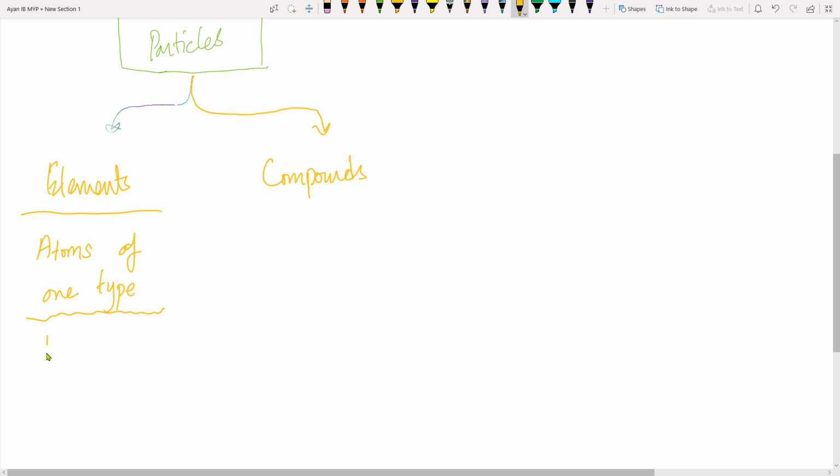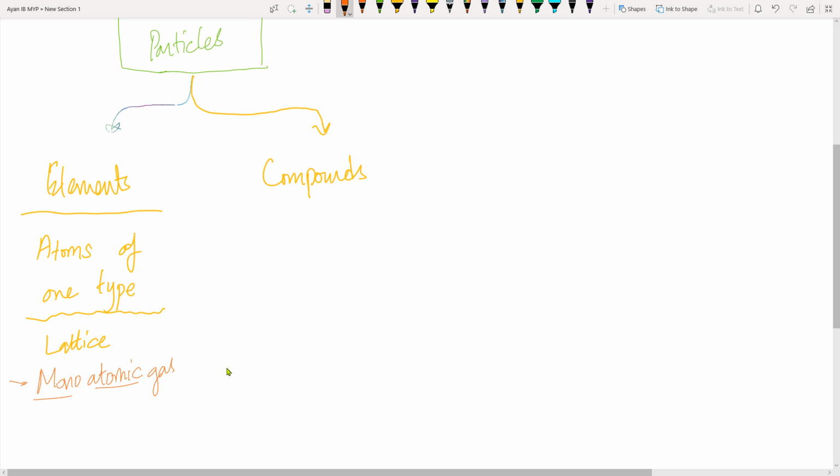It could be a lattice of a pure element, a sheet of metal maybe. The example could be an iron sheet, a metal which is a lattice of atoms of iron. Then we have monoatomic gases. What monatomic means is single-atom-based gases, and the examples would be your noble gases. All of them are monatomic gases.